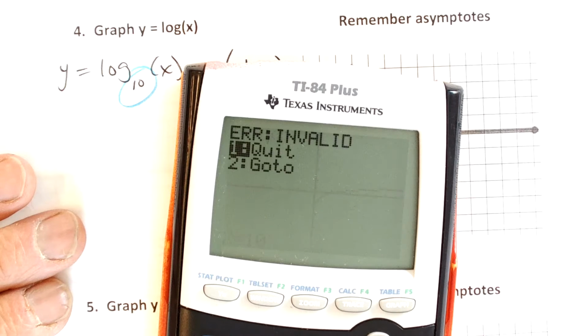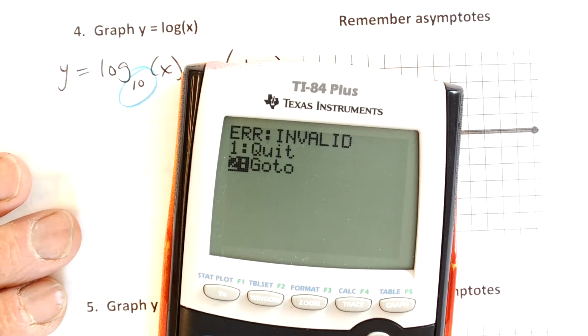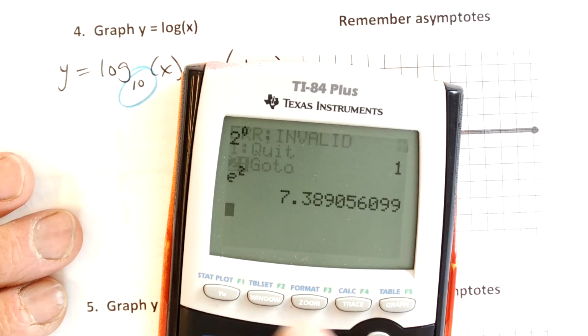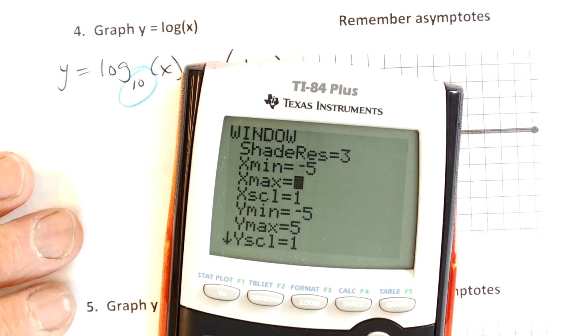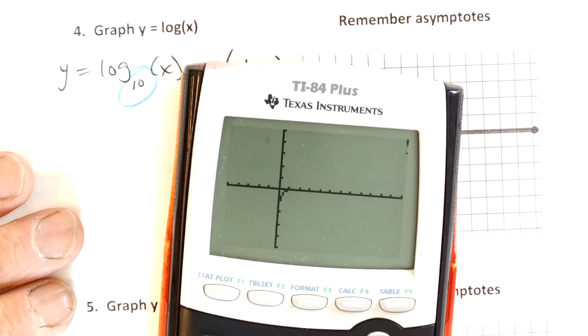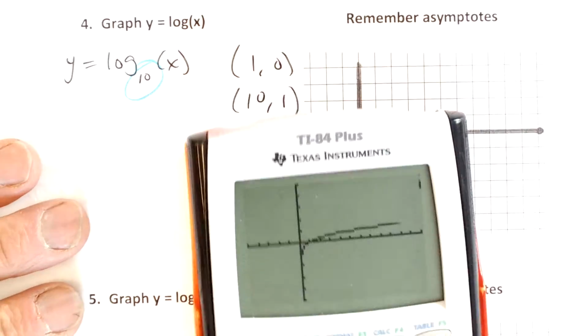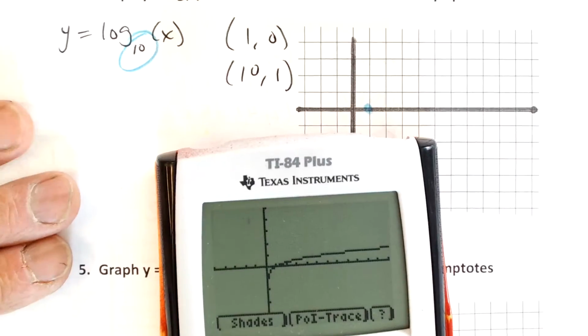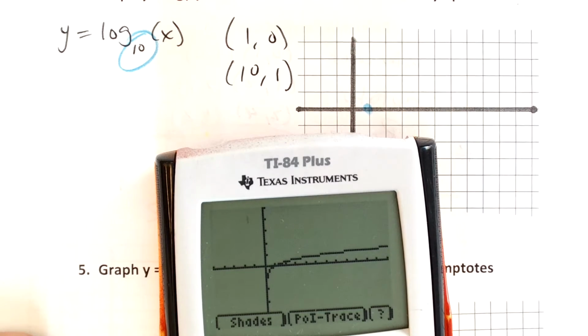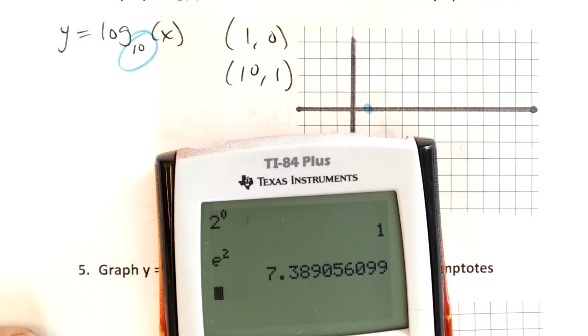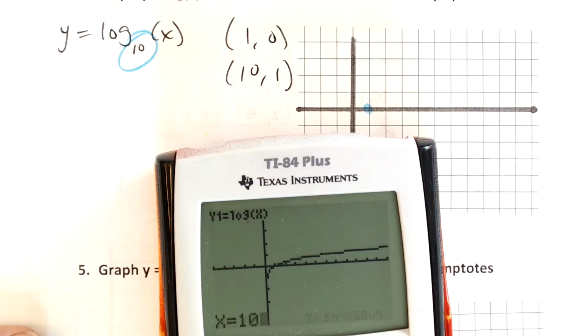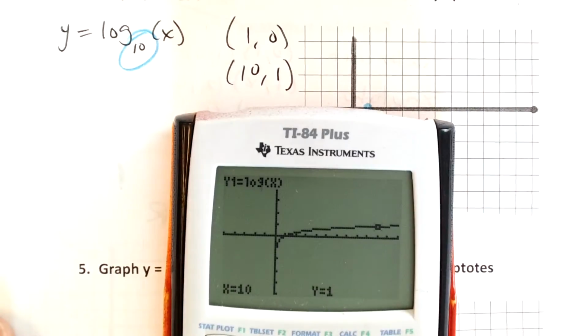Probably have to make a bigger window. Okay, quit. Window. Yeah, I gotta have a bigger window so I can see it. Get 12. Good graph. There we go. Alright. Now I'm going to show you this. I can plug in 10. Oh, clear. Trace. 10. There we go. I knew it was 1.